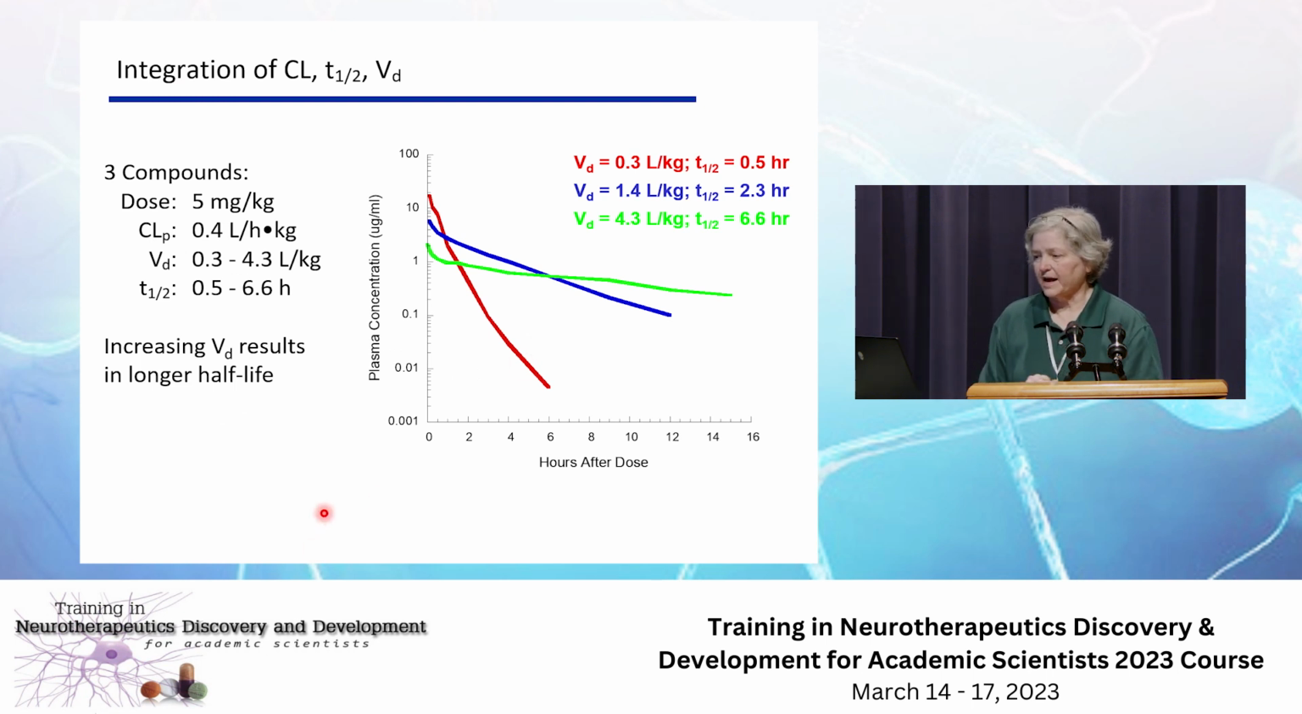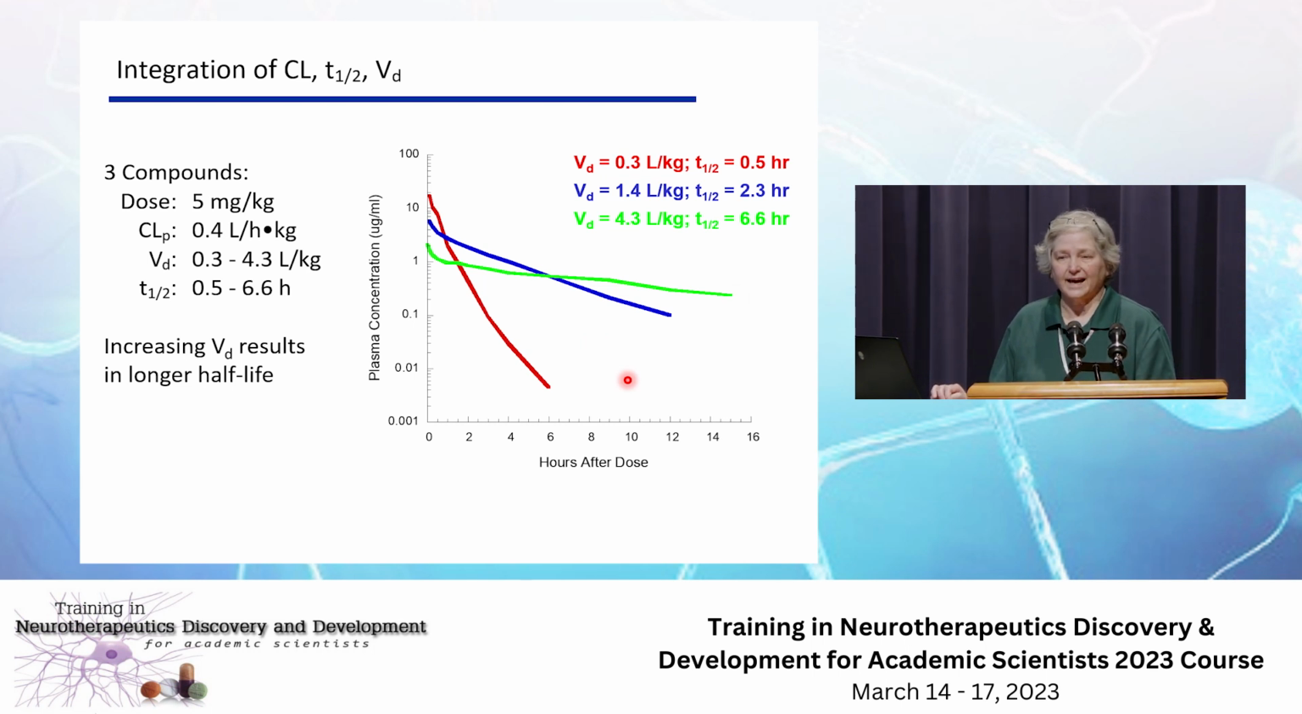So coming back to pharmacokinetics, everything is integrated together. Here are 3 compounds, all dosed at 5 milligrams per kilo. They all have the same clearance value, but they have very different volumes of distribution. The compound in red has a very low volume of distribution and a very short half-life. As the volume of distribution increases, the concentrations decrease, and so the blue compound has a moderate volume of distribution, the green compound has a higher volume of distribution. But as the volume of distribution increased, so did the half-life.